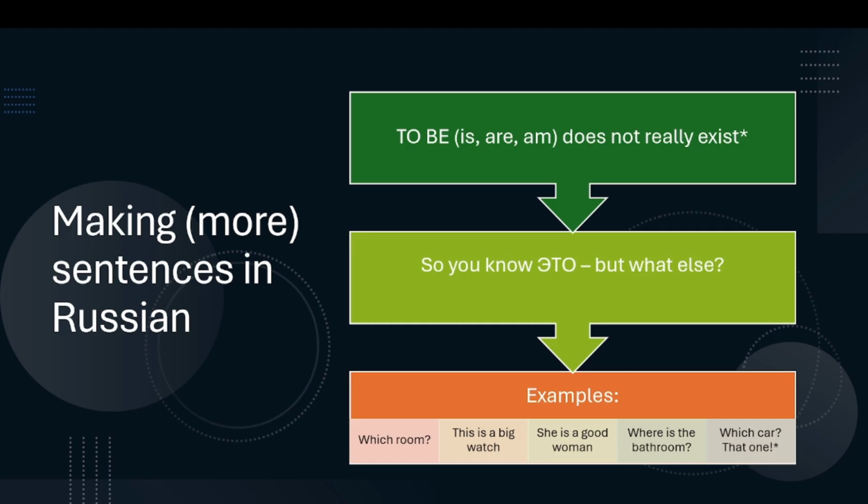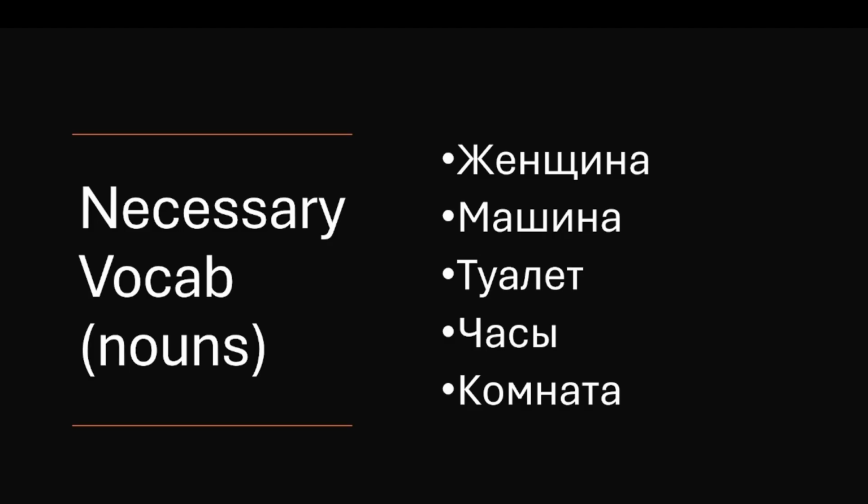Okay, so some examples are going to be like, which room? This is a big watch. She's a good woman. Where's the bathroom? Which car? That one. Okay, so what we need to know for this lesson is only 5 words, and most of them we covered in the last lesson.